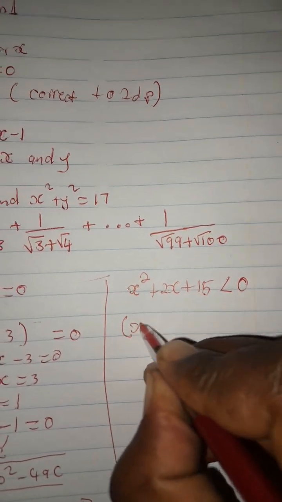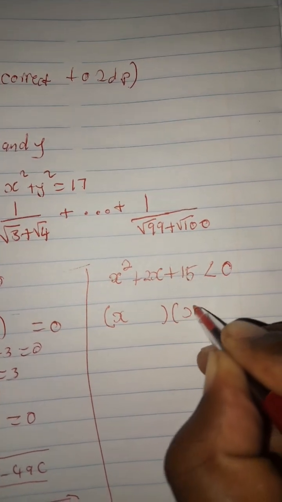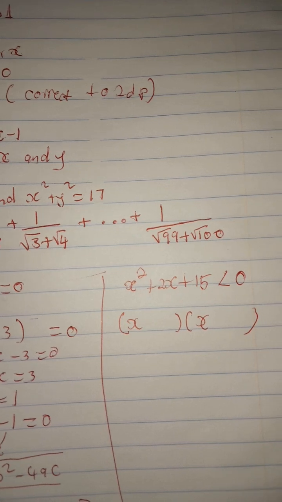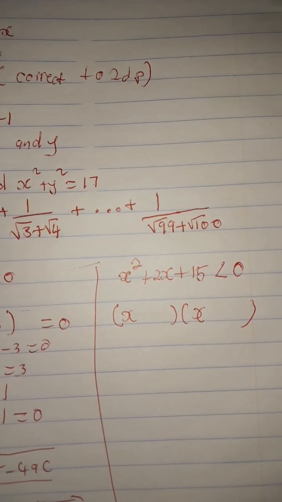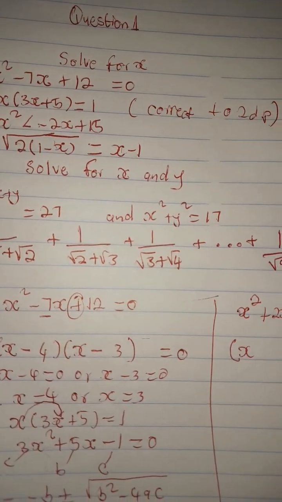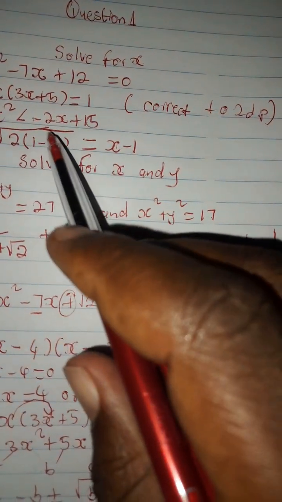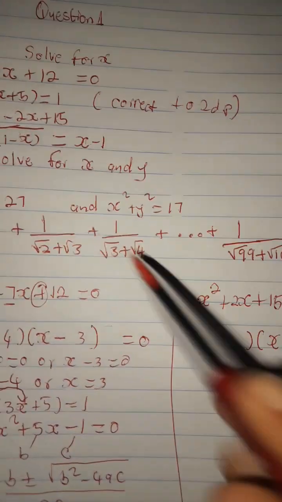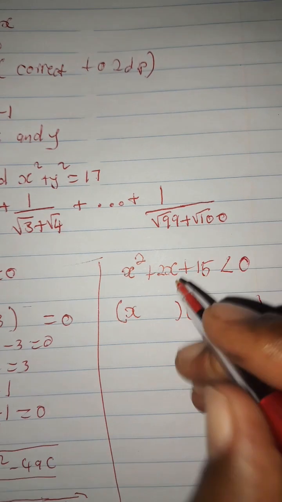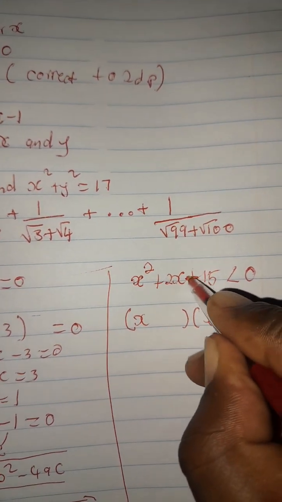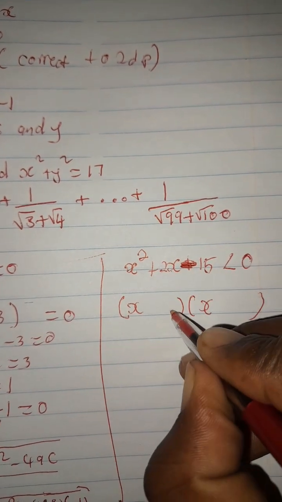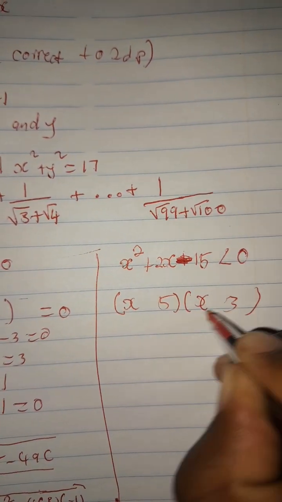So let's factorize. What will be the factors? The factors that will give us 15. Oh, I made a mistake even in terms of sign. When you take negative 2x, it becomes positive 2x. When you take 15 to the other side, it becomes minus, so it's going to be minus 15. So the factors that will give us 15 will be 5 and 3.